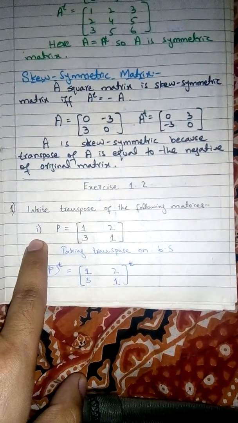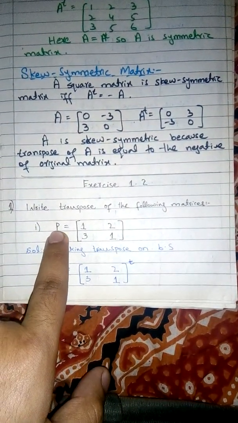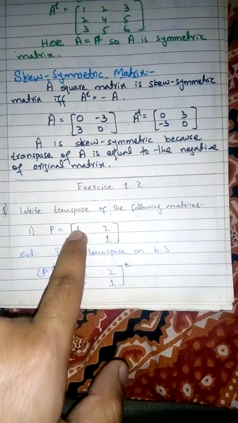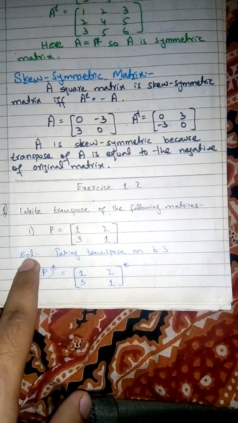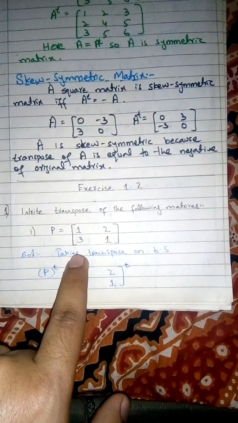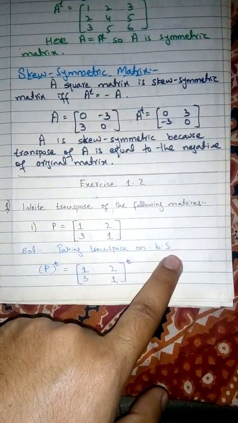If you look at the first part, it's matrix P, and this is the matrix 1 2 3 1. So how will you solve it? First of all, you have to write the solution, and you will write taking transpose on both sides.